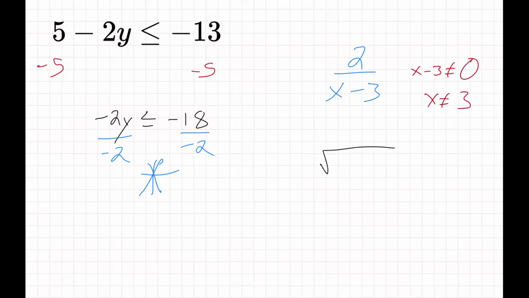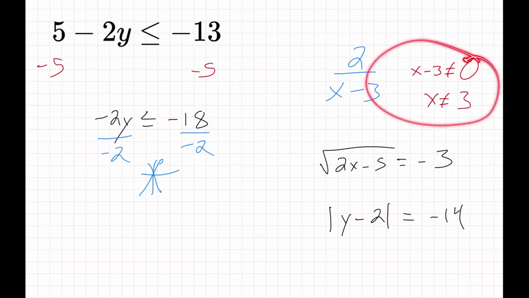The other situations we ran into would be like, hey, square root of 2x minus 5 equals -3. Or the absolute value of y minus 2 is equal to -14. What's wrong with both of those? They can't equal a negative. But is there anything to stop you from moving forward? Oh, you could square both sides on that radical. -3 squared is 9. There's nothing to stop you there. Just like there's nothing that forces you to state your restrictions here, right?